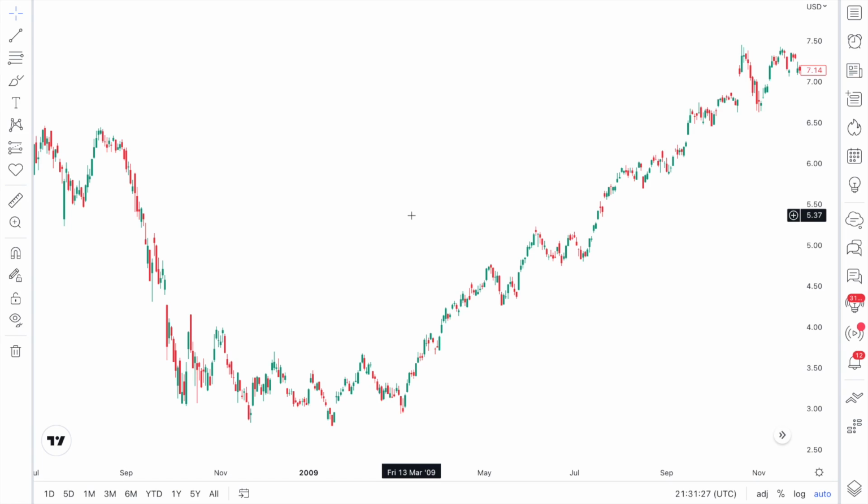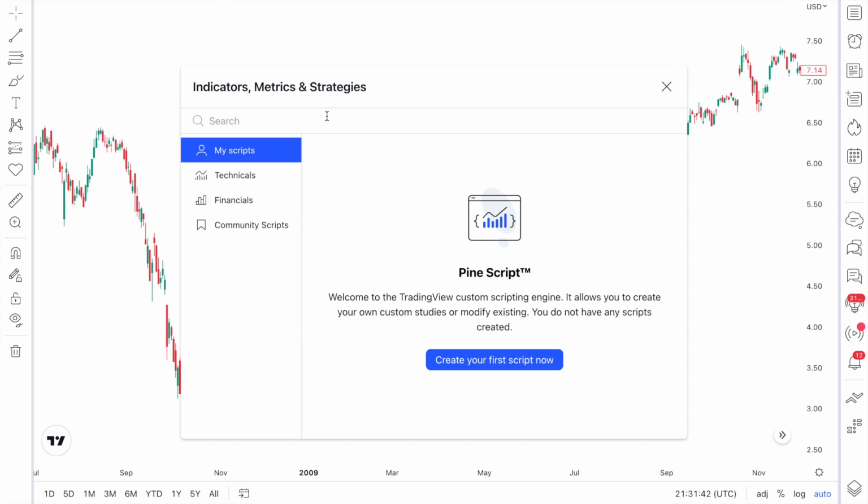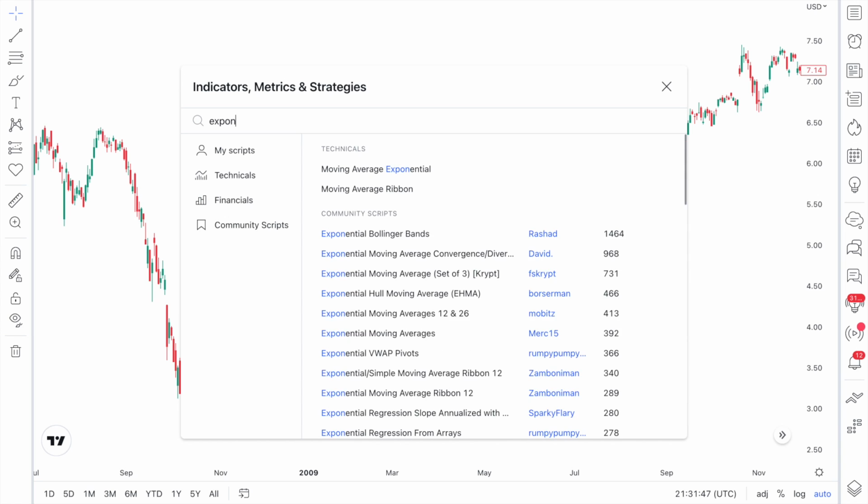Okay, let's turn our attention now to the stock market. I've loaded here the daily chart of Apple, AAPL. What I want you to do is load two indicators. They're both going to be exponential moving averages. Here I'll type in exponential. There it is, moving average exponential. I'm going to click that twice.